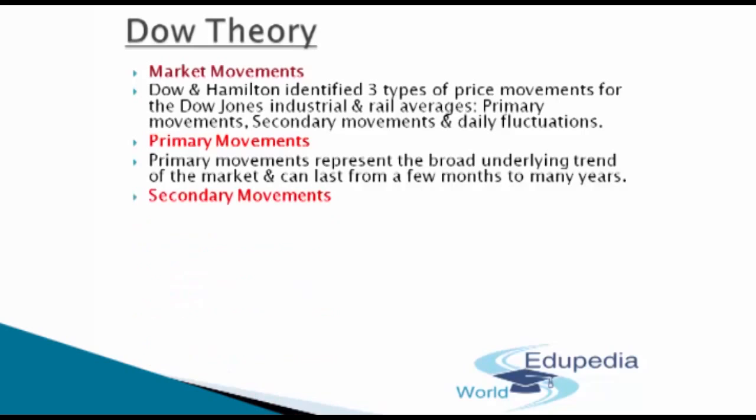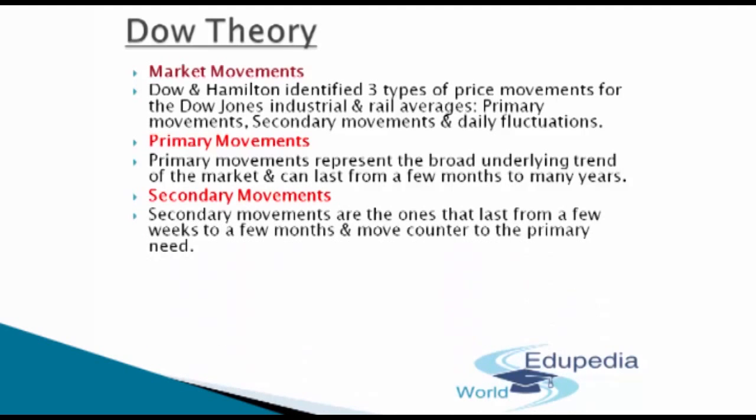Now let's move to the secondary one. Primary movements last from a few months to many years. In case of secondary movements, they last from a few weeks to a few months and move counter to the primary trend. So secondary movements usually run counter to the primary trend and are reactionary in nature. In a bull market, a secondary move is considered a correction. In a bear market, secondary moves are sometimes called reaction rallies. These are the technical terms.